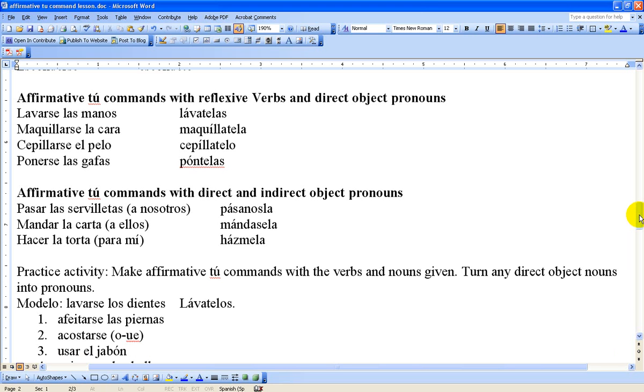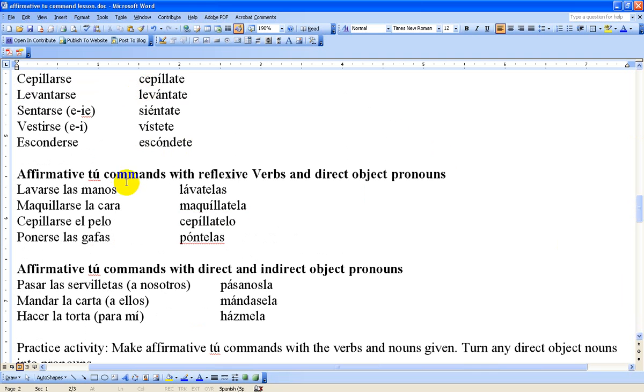Go down a little bit more. We'll look at affirmative tú commands with reflexive verbs and direct object pronouns, making it a little bit more difficult here. So we have, starting at the top here, to wash your hands, to put makeup on your face, to brush your hair, and to put on glasses. So I'm going to say, wash them, put makeup on it, kind of your face, brush it, and put them on. So these work the same as the ones up here.